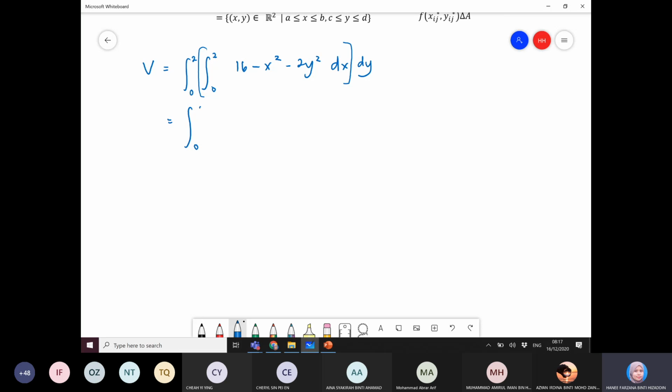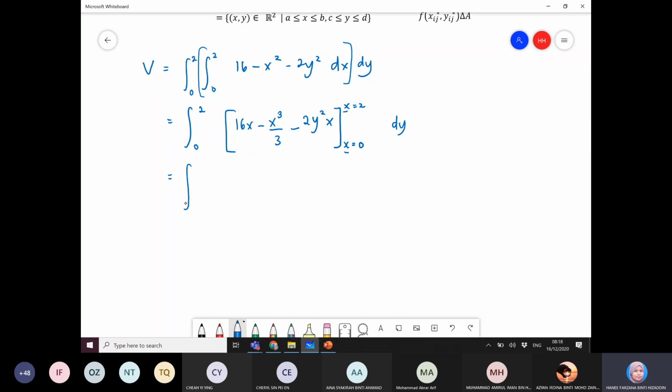so you just put this 0 to 2 inside also. So 16, when you integrate with respect to x, you will get 16x. Then x squared is x cubed over 3. 2y squared is considered a constant here, so 2y squared x. And then you put the interval from x equals to 0 to x equals to 2. I'm just putting the x's here so that I'm not confused, because we have now inside here both y and x, but just to indicate clearly that these are x values.